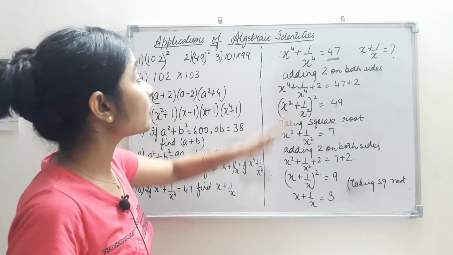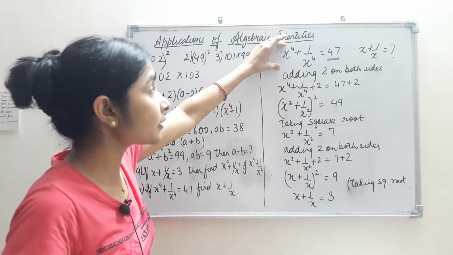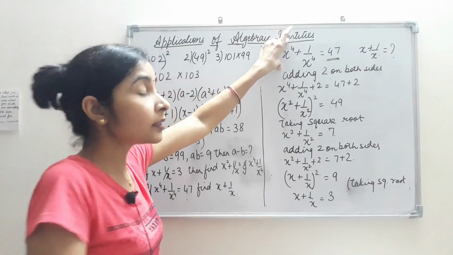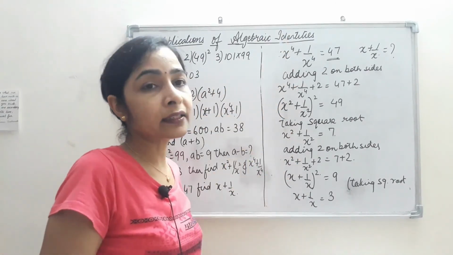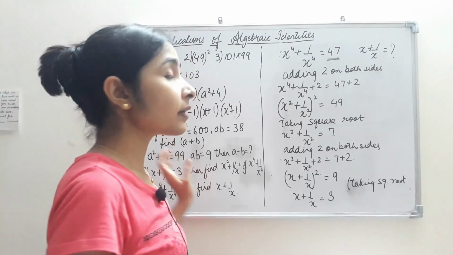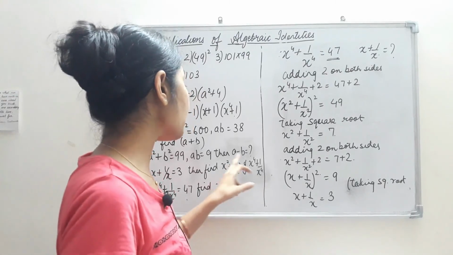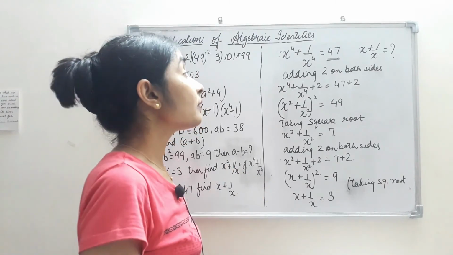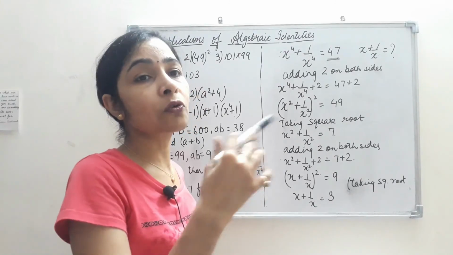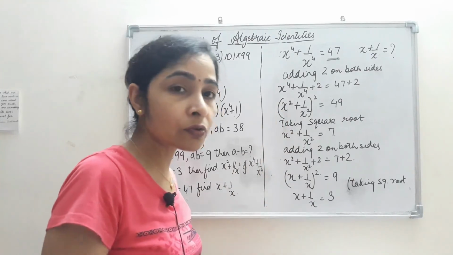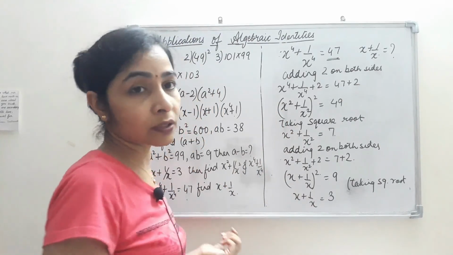So whenever we are given an expression of higher degree and we are supposed to find one of lower degree, we'll go on adding 2 to it. And when we are given one of lower degree, that means x plus 1 upon x is given and we are supposed to find x raised to the power 4 plus 1 upon x raised to the power 4, then we'll just go on squaring both the sides. Here we were taking square root and there we'll do the squaring.